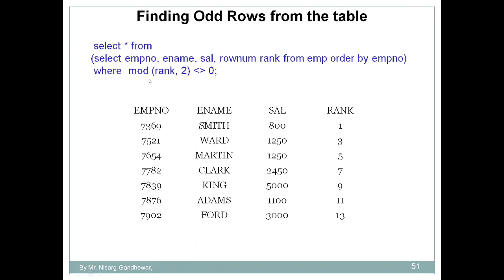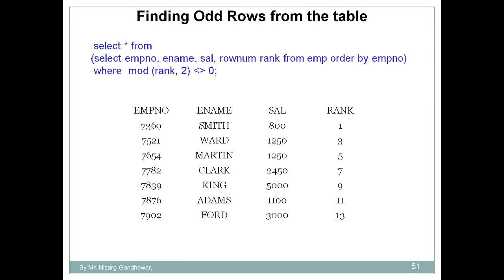Finding the odd rows from the table. Just imagine a situation that in your table 100 rows are there, and out of these 100 rows you want to fetch only odd rows. Okay, means just like that it is having numbers 1 2 3, so I want to fetch rows 1 3 5 7 like this. That means a simple SQL query, finding the odd rows from the table. So how to do this?